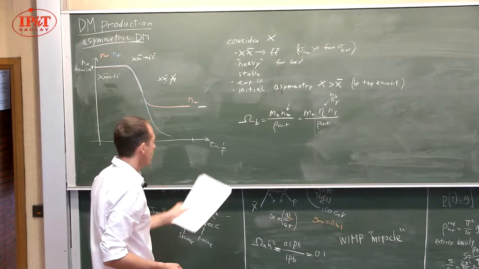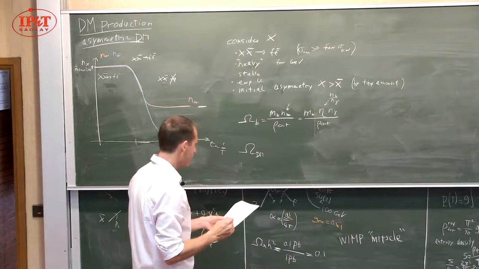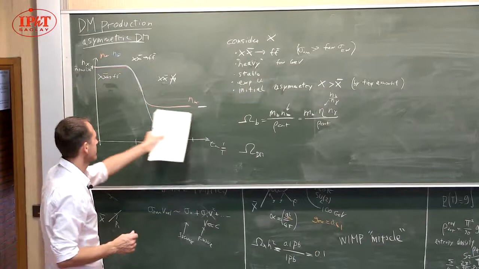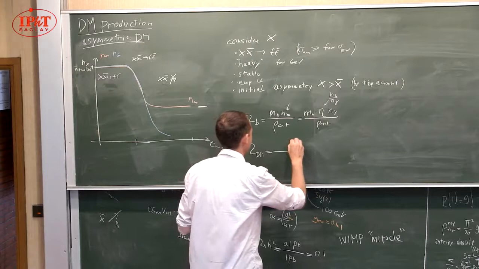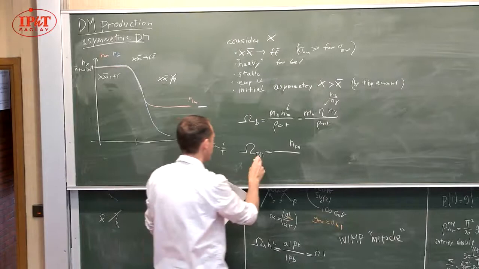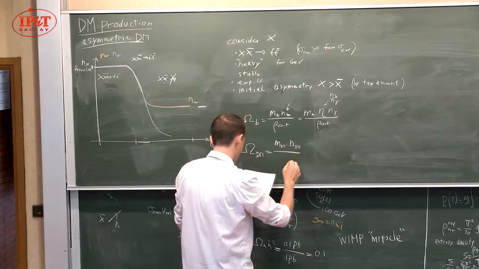Here I'm saying that it might be the same also for dark matter. It might be that the mechanism is exactly the same. So the final relic abundance that I get due to this cartoon is that the particles which are left are the dark matter ones, say X. The omega dark matter that I get in the end is just the mass of the dark matter times the number density of dark matter divided by rho critical.